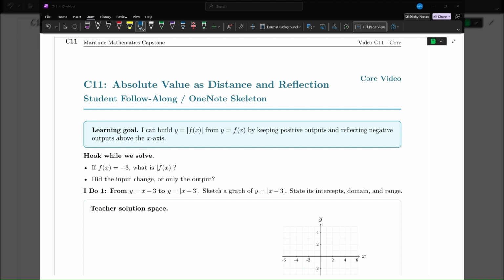Our hook today is if we have f of x equals -3, what is the absolute value of f of x? And then the follow-up question is, does that change the input or only the output? What does it change? So take a minute to think about that, and then we will pretty quickly come back to it in the I do one here.